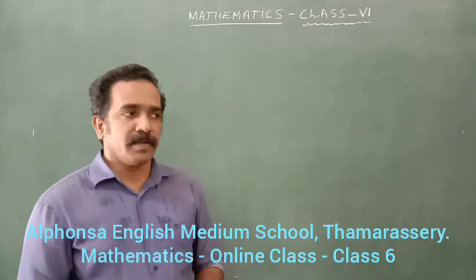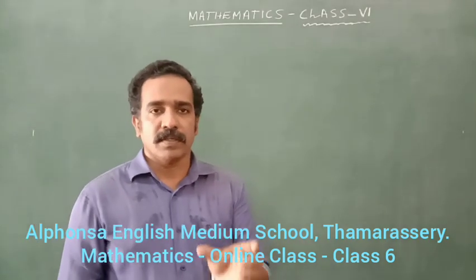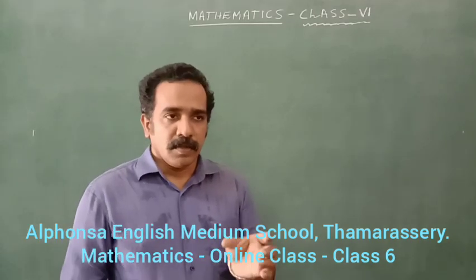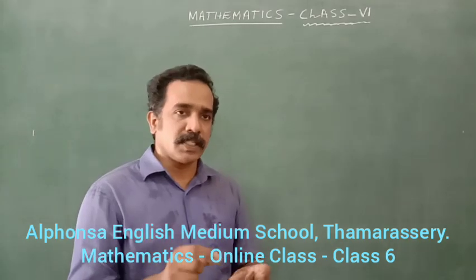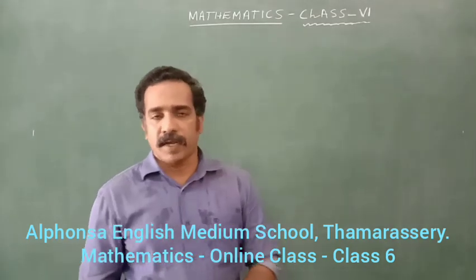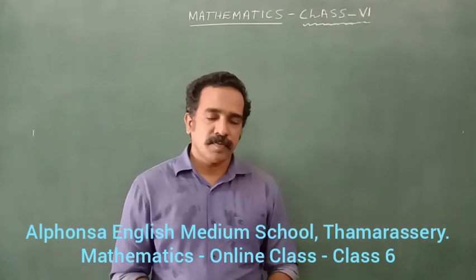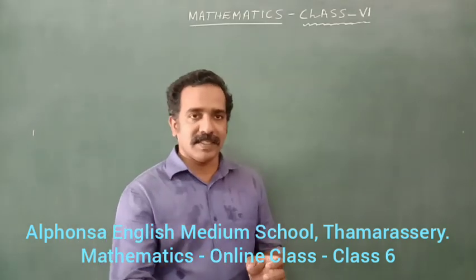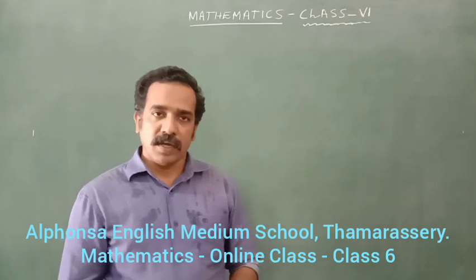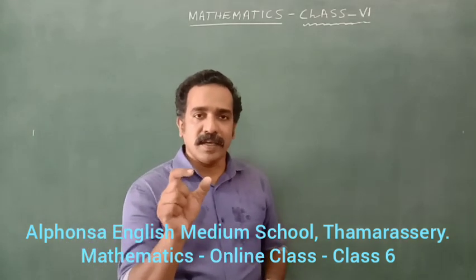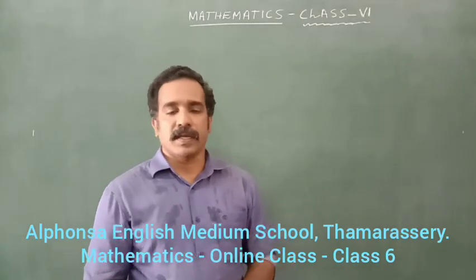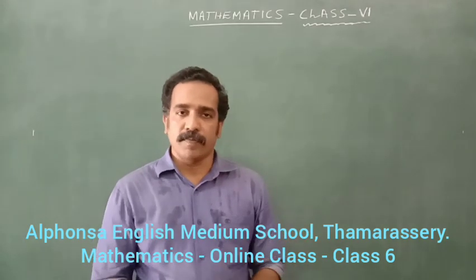Whenever we are simplifying brackets, or solving the numbers inside a bracket, which order do we follow? We follow the order from inside to outside. The innermost bracket we have to solve first, and then go from the inner side to the outside. Mostly the innermost bracket will be a vinculum, a line bracket, then parenthesis, then curly bracket, and then square bracket. That is the order we have to solve.